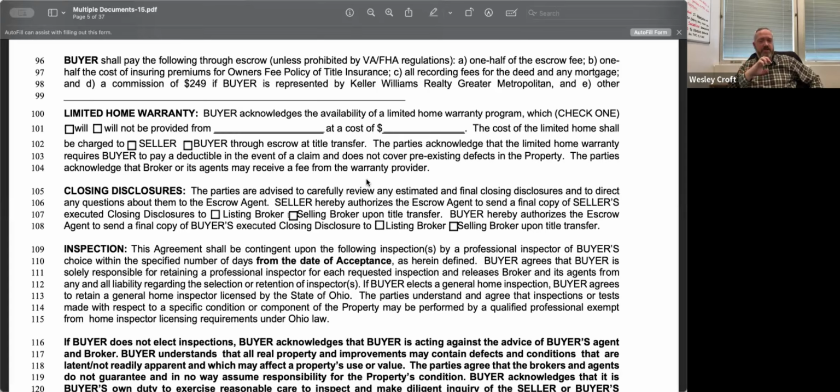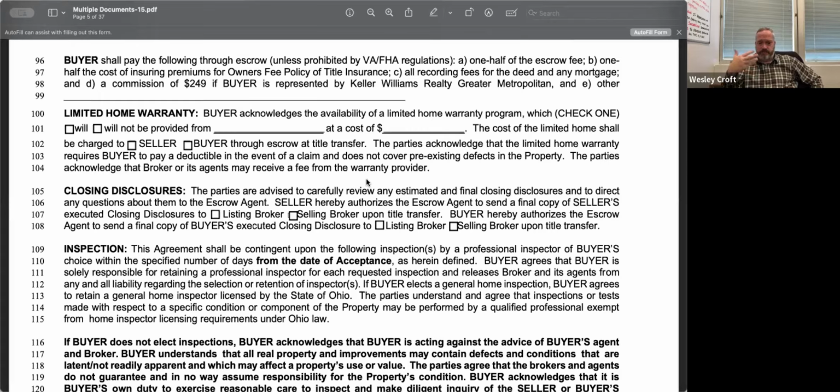And then D, a commission of $249 if the buyer is represented by KWGM. That $249 will come into play later. However, just remember that every time you look at your buyer and you say, hey, me representing you is free, it's not technically free. They've got to pay a $249 fee to the office. But nobody's ever said anything to me about, oh, I don't want to pay that, that sort of thing. I'm sure that those horror stories exist. But just so you know, that's there.